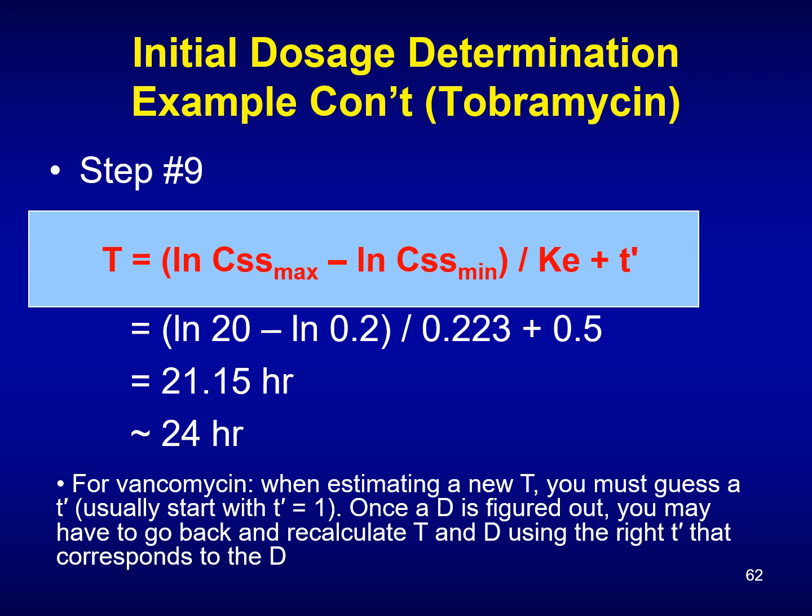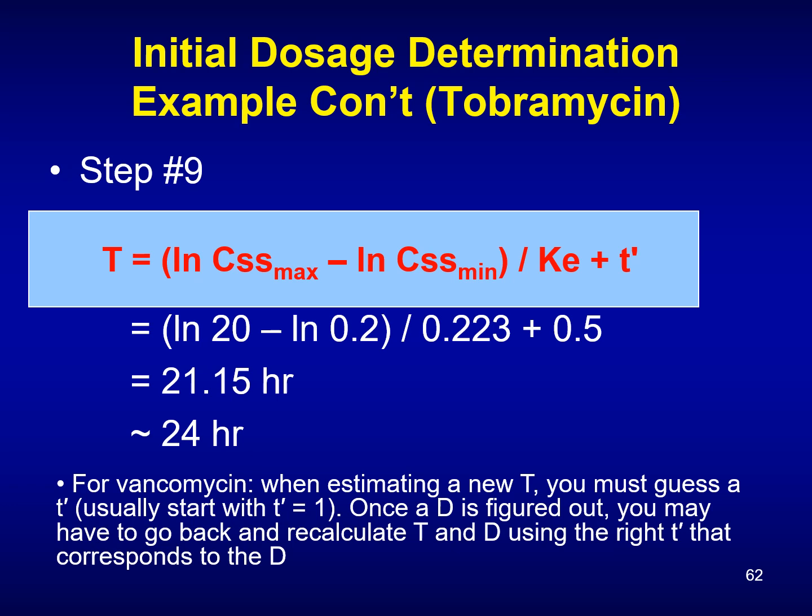So step 9 involves calculating the dosing interval. Because we're coming up with the initial dose, the Cmax steady state concentration and Cminimum concentration are our desired concentration. So 20 and 0.2. Infusion time, remember, for aminoglycoside is always 0.5. So the tau we estimate would be 21.15 hours. In clinical practice, we would round that to 24 hours.